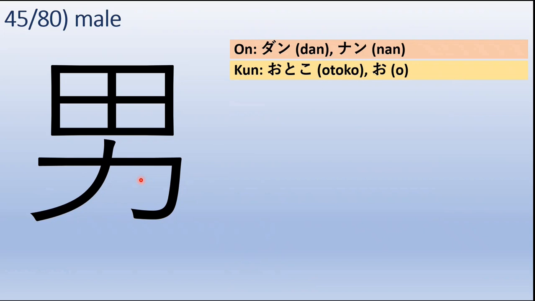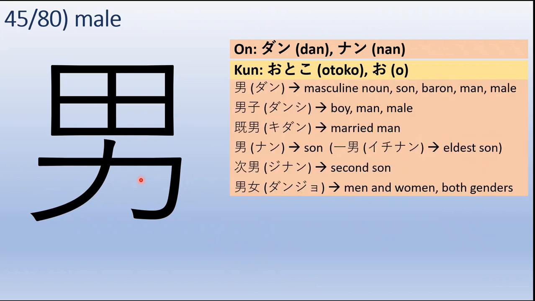So next we have the kanji for male, that is the male gender. And as you can see here, it is the combination of rice field and energy or power. So let's see how it goes. In on'yomi, it's called dan or nan, and in kun'yomi, it's called otoko or o. So this represents the male gender or the man. In on'yomi, the usage includes dan, which is masculine noun, son, baron, man, or male. Then we have danshi. Danshi means a boy, a man, or a male.